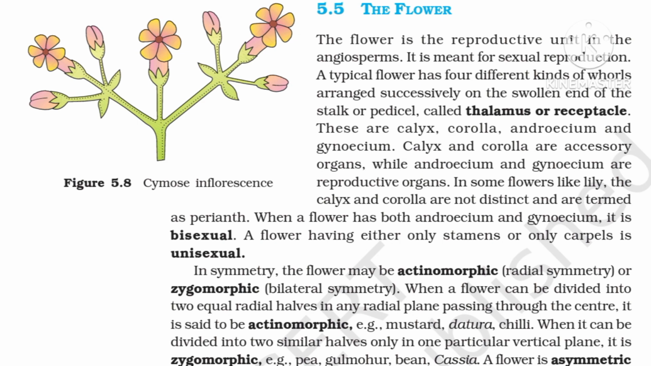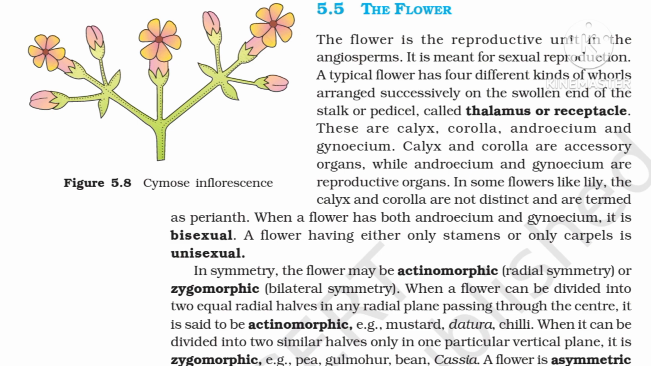The flower. The flower is the reproductive unit in angiosperms. It is meant for sexual reproduction. A typical flower has four different kinds of whorls arranged successively on the swollen end of the stalk or pedicel called the thalamus or receptacle. These are calyx, corolla, androecium, and gynoecium. Calyx and corolla are accessory organs, while androecium and gynoecium are reproductive organs. In some flowers like lily, the calyx and corolla are not distinct and are termed perianth.